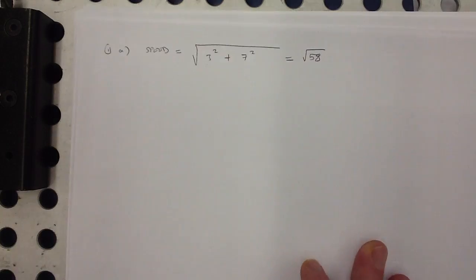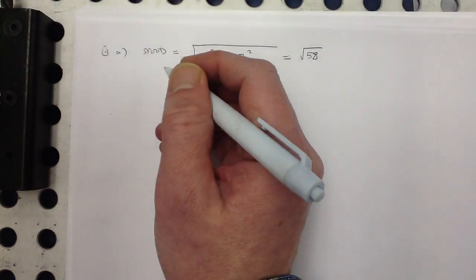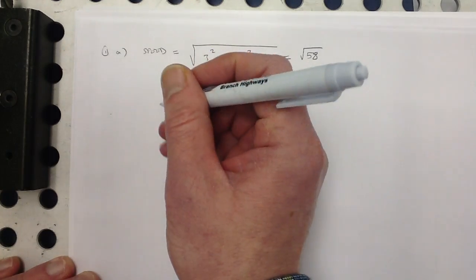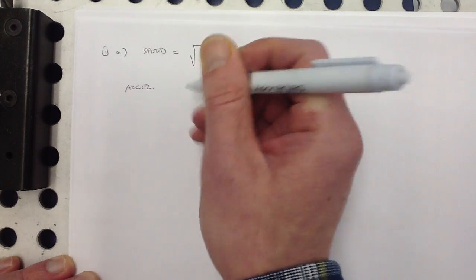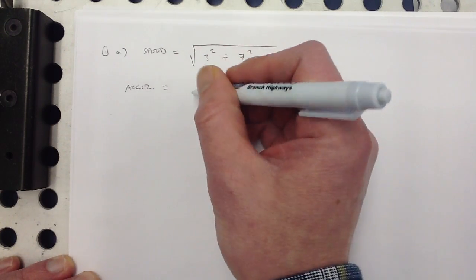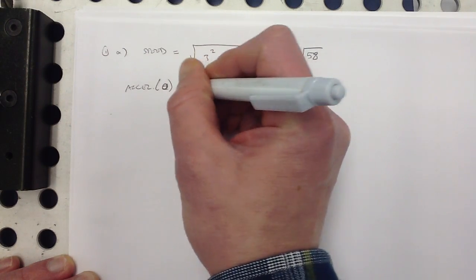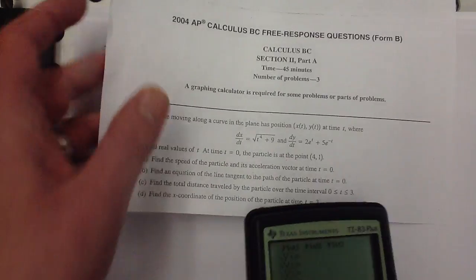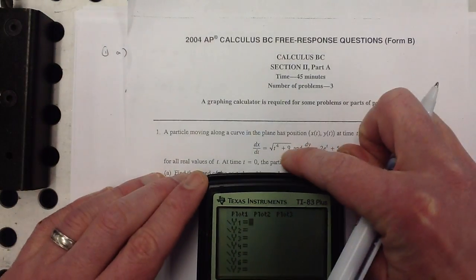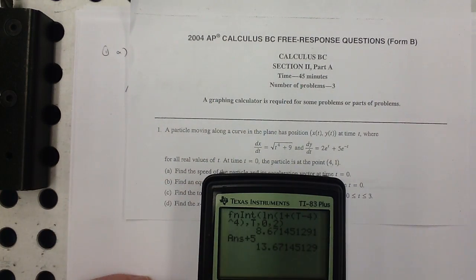You can do that with your calculator. This is a calculator problem. You can give the decimal version of that. It's up to you. Now, acceleration. I'm going to go back to my calculator here. The acceleration vector at time 0 is equal to, so let's see, I want to find the derivative of this at 0 and the derivative of this at 0. I'm going to do that with my calculator. You could do it without, but just for practice.